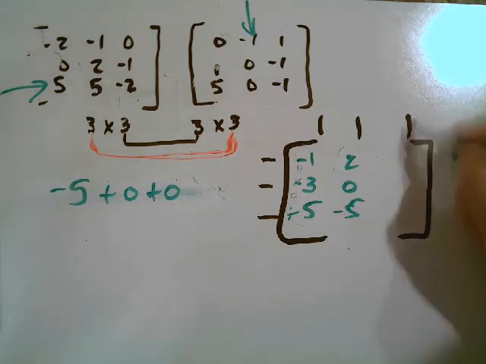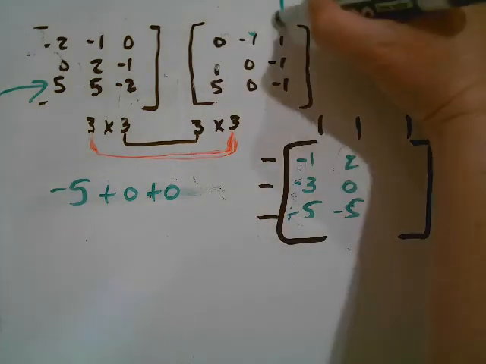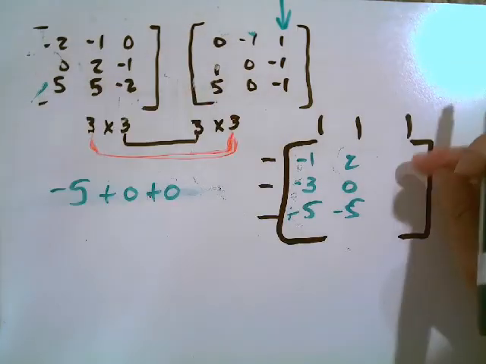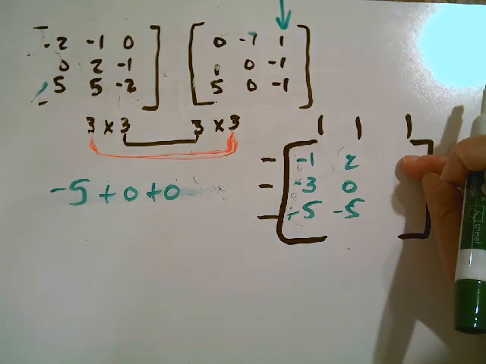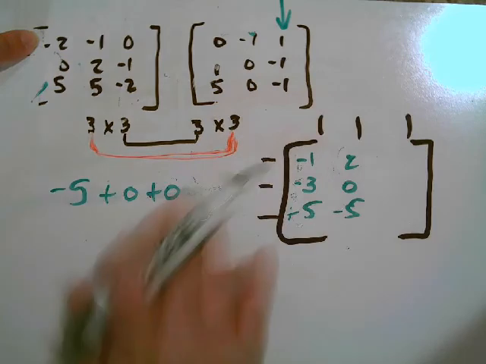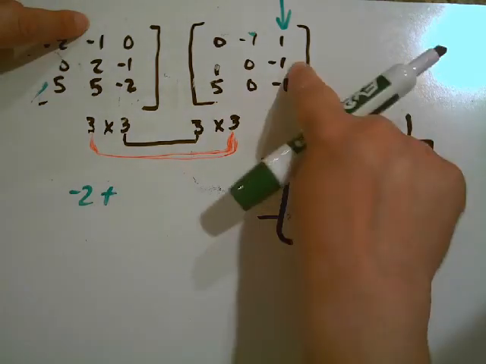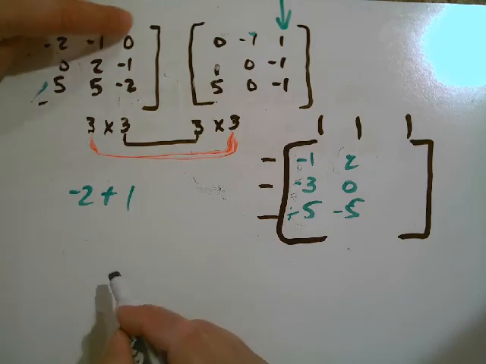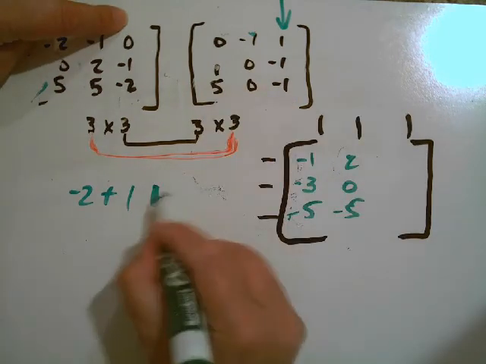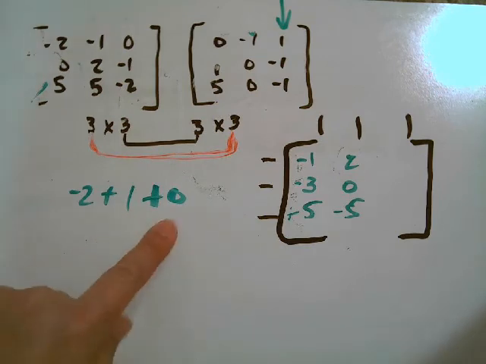Last column, column 3. So that means for the answer in this entire column, I'm going to have to use column 3. This is row 1, column 3. So I'm going to use row 1, column 3. -2 times 1 is -2. -1 times -1 is 1. And 0 times -1 is 0. -2 plus 1 plus 0 is -1.